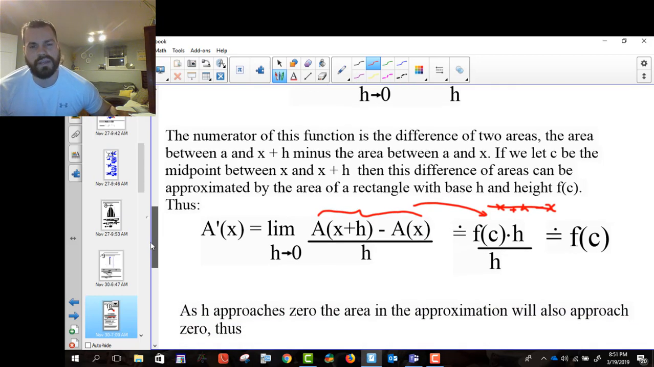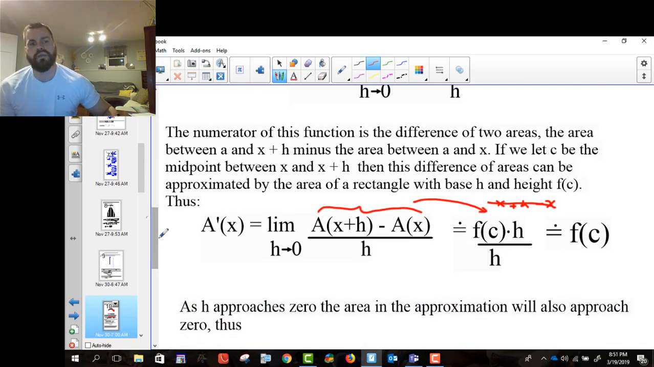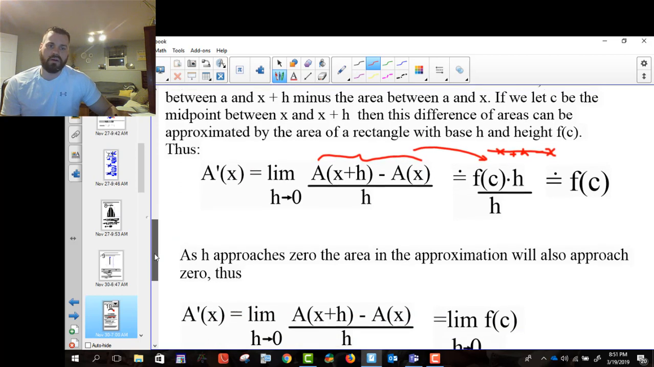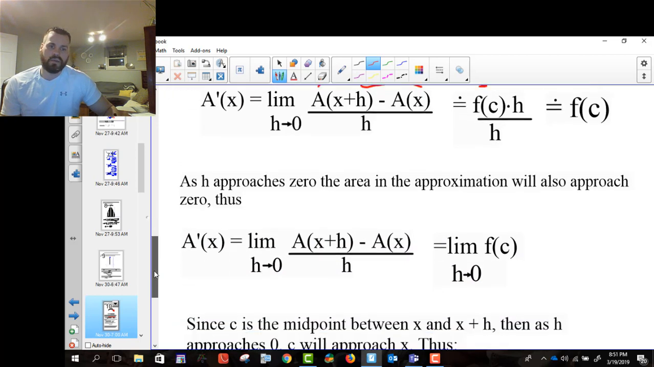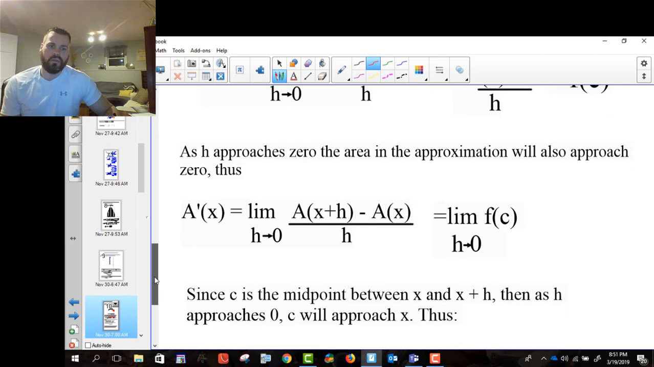All right, so as h approaches 0, this approximation gets smaller, because as h goes to 0, the difference here goes to 0, which means this is going to go to 0. That rectangle is going to get progressively smaller. Okay? And so what we're saying is, as this approaches 0, this is going to get smaller.